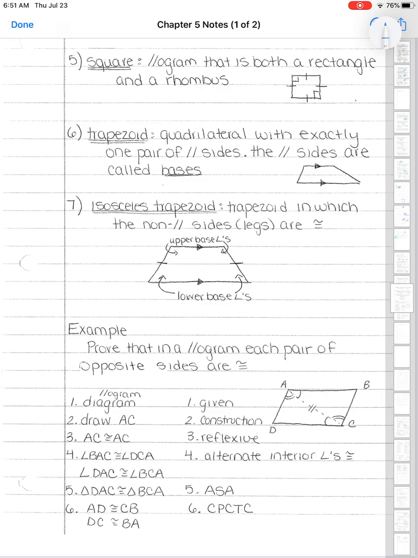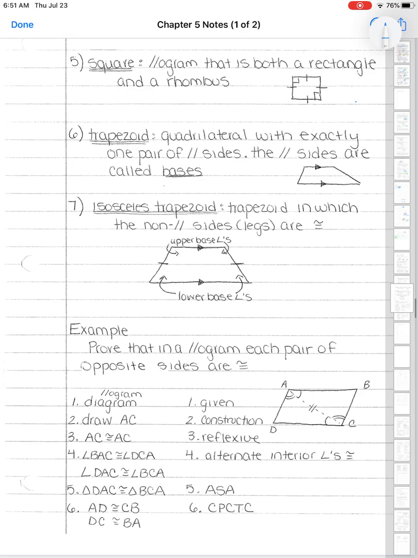A trapezoid is a quadrilateral with exactly one pair of parallel sides. And the parallel sides are called the bases, because a lot of times that's what it sits on, but there's only one pair of parallel sides. An isosceles trapezoid follows the same definition as a trapezoid, but now it gets a little bit more specific. It's a trapezoid in which the non-parallel sides, called the legs, are congruent to each other.